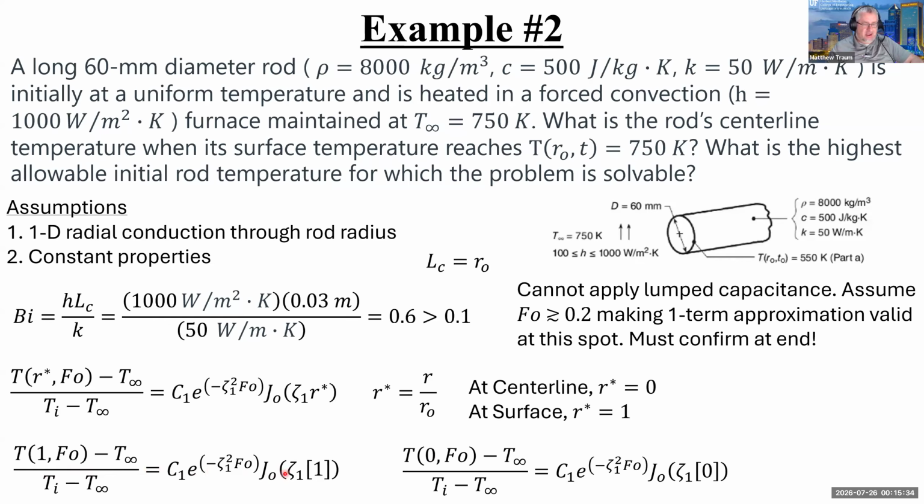So this version of the equation is for the edge, right? So at r star equals 1, the outer edge, and then this one is for the center line, r star equals 0. Okay, and then the only thing really that changes though, right? The zetas are the same. The only thing that changes is r star is 1 here and it's 0 here. So the Bessel function is going to be the Bessel function of 0th order of zeta 1. And over here, it's just going to be the Bessel function of 0. Okay, so we'll see that on the next slide.